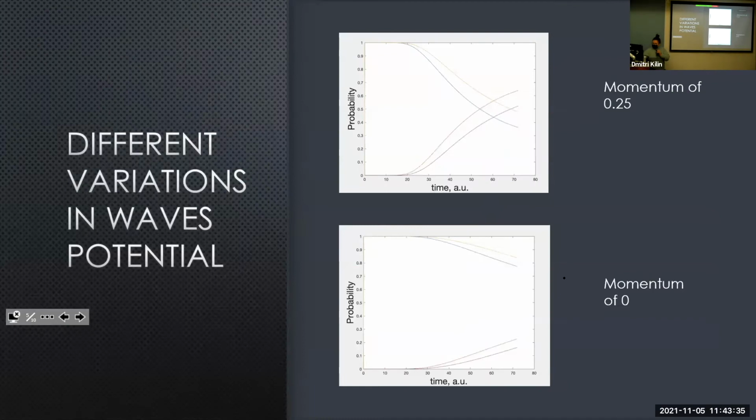We can see different variations of these waves dependent on their momentum, and we can change that momentum. We see the momentum on the top at 0.25, and we can see how those waves are coming closer together. Where you put the momentum at 0, they're not coming as close together, but are farther off in the distance.